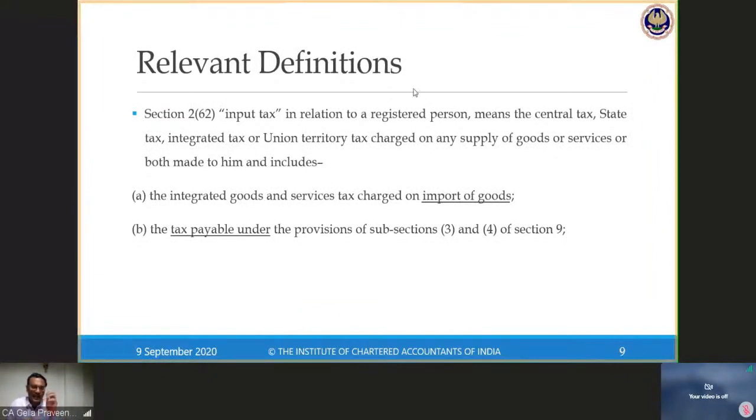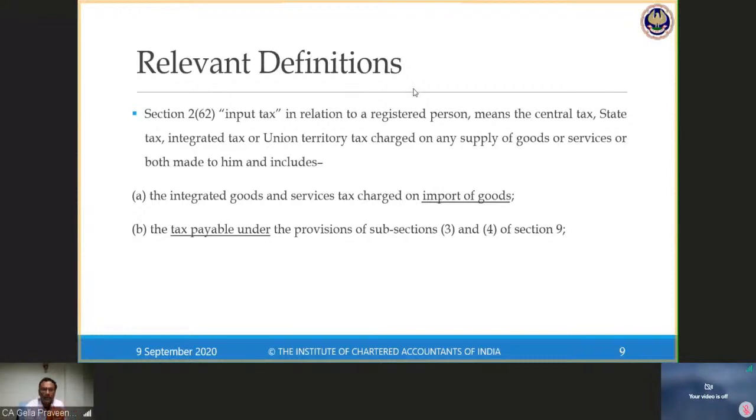Now I have a question here for you, for food for thought. Input tax, the definition says, includes tax payable under 9(3) and 9(4). Question to you: we are in the month of September 2020. I have received services from Germany, billed to me by my parent company in the month of April 2020. The bill value is 1 lakh INR. As per my valuation rules, applying rule 38, I have converted into Indian currency. 1 lakh is the value of service. On 1 lakh, 18,000 is the GST payable.